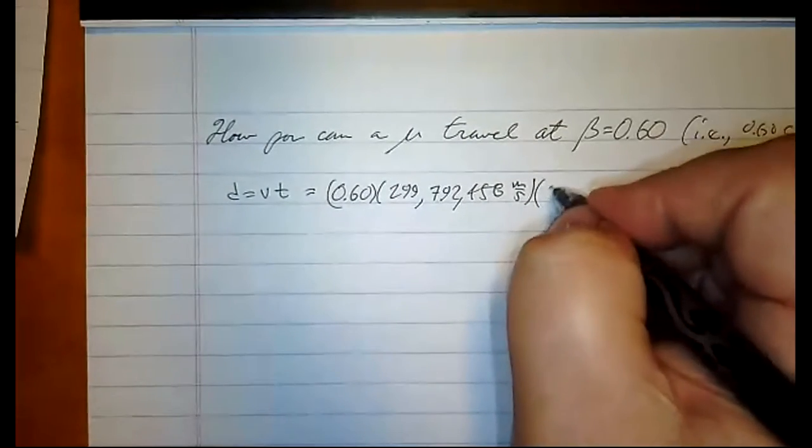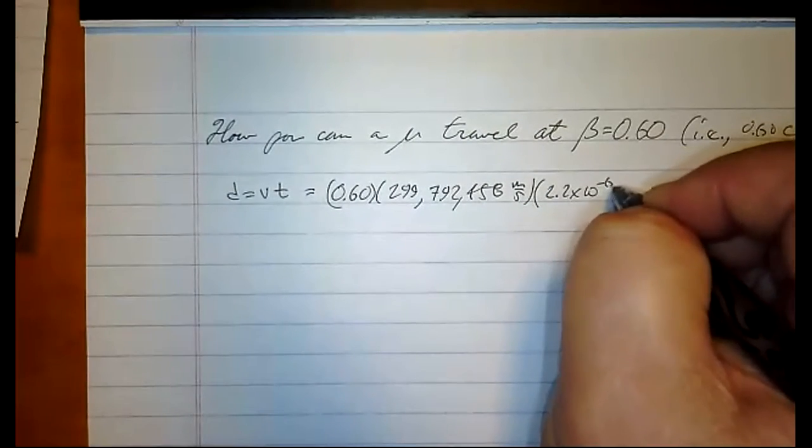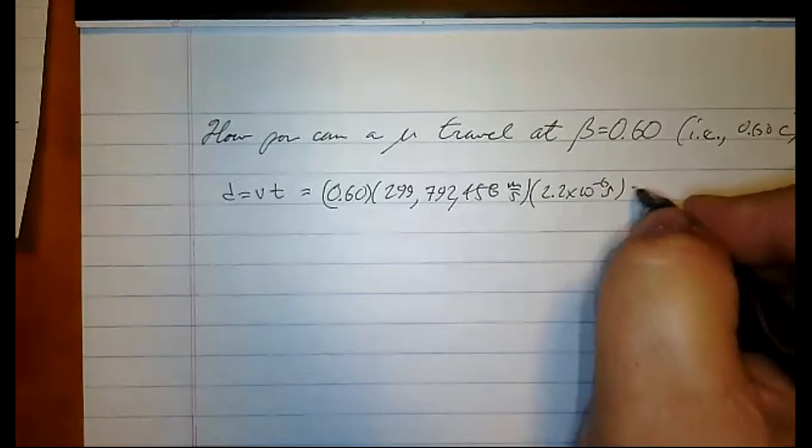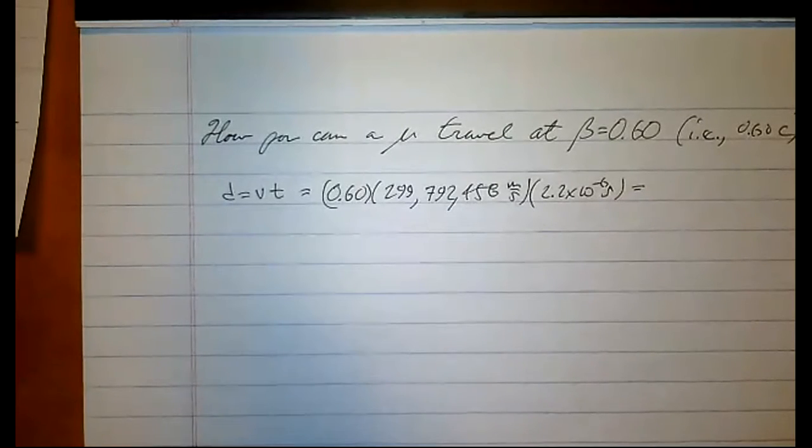And then times 2.2 times 10 to the negative 6 seconds. That's the half-life, or that's the mean lifetime, if you will. So when I do this math, this will definitely be right. So we can at least take some solace in that, because Mr. Younger's obviously having a bad day.